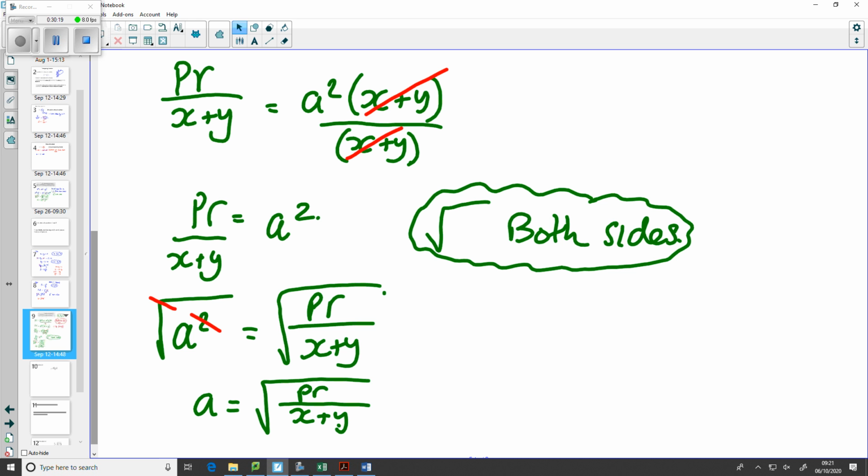So where you've got two versions of a term, two a squareds or two a's on their own, you're looking to get that in a position where you can factorise that out as a common term. So everything you do prior to that factorisation is trying to achieve the ability to do the factorisation.